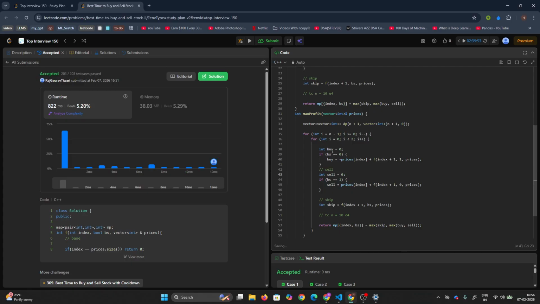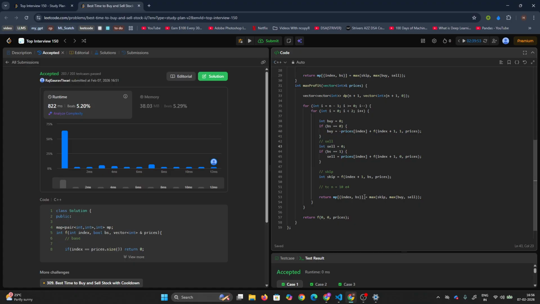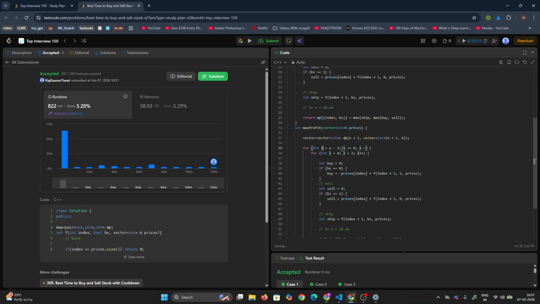So you can see now inside the loop we got our buy, sell and skip. Just the thing we need to do is that instead of returning this, we would write dp of i comma j, or to make the thing even more simpler, since we are using the terms index and bs, so index and bs, and we will name our loop also like that. Instead of i, we would be using index.